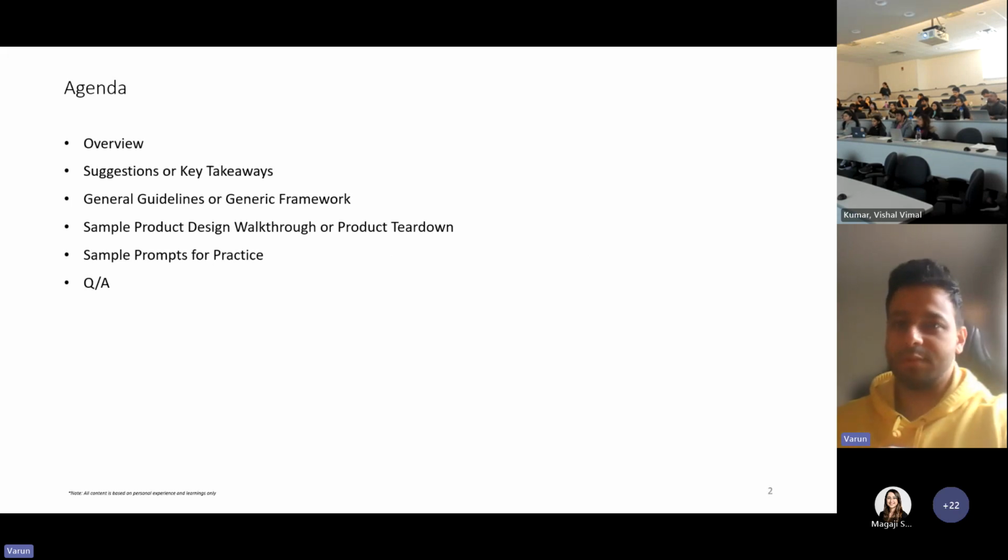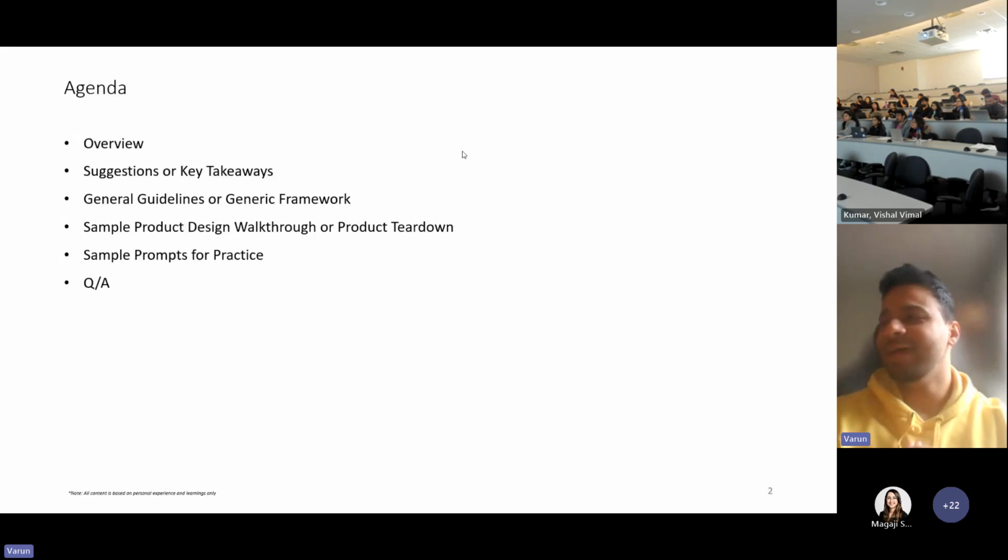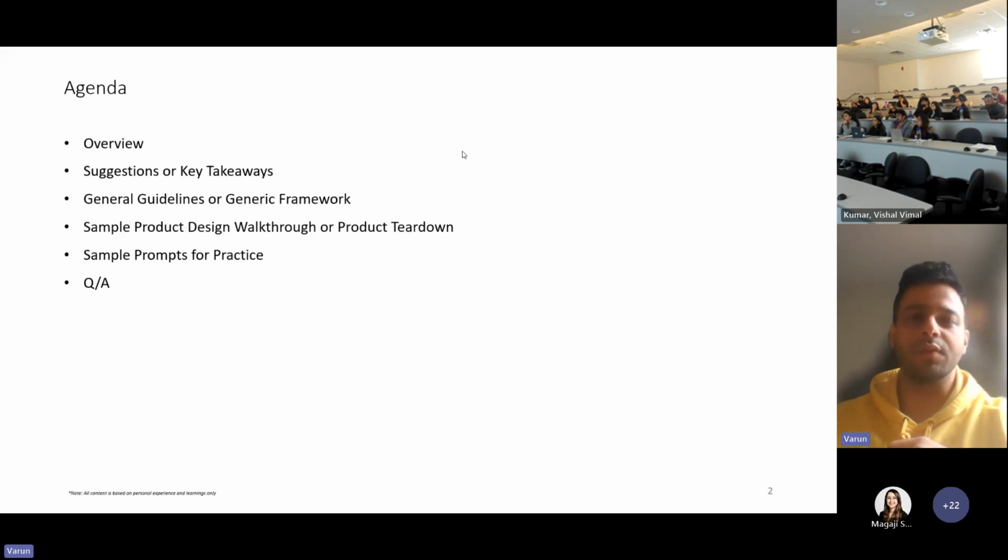Just a quick overview of what product design is all about. Like, what's the whole fuss about? Some suggestions or key takeaways right up front to provide more context or depth. Then I'm going to go into some very general guidelines or a framework for how to address these questions, right?